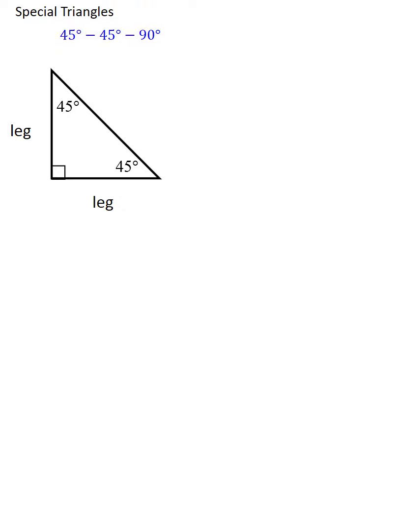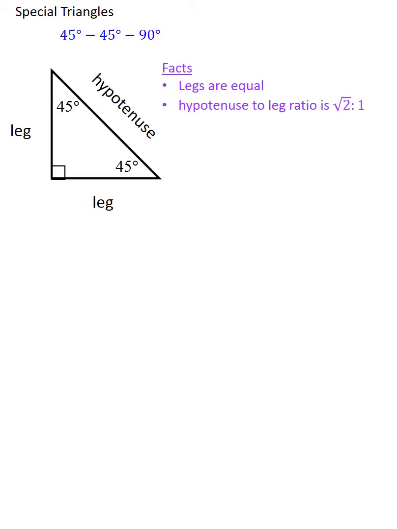The two short sides are called legs, the longest side is called the hypotenuse, and here are some facts about a 45, 45, 90 triangle. First, the legs are equal. That shouldn't be a surprise. The hypotenuse to leg ratio is radical 2 to 1. We'll look more at that later. Here's our first example.